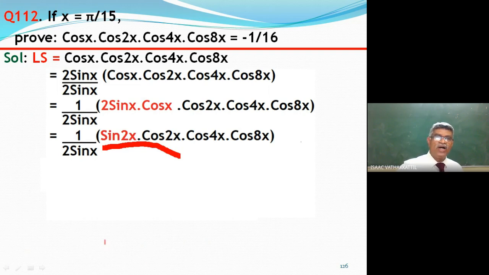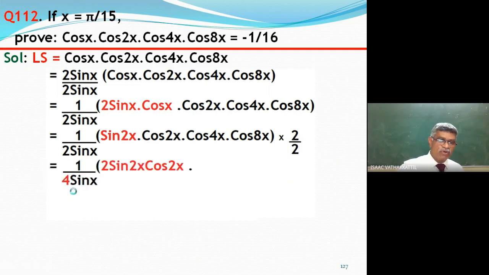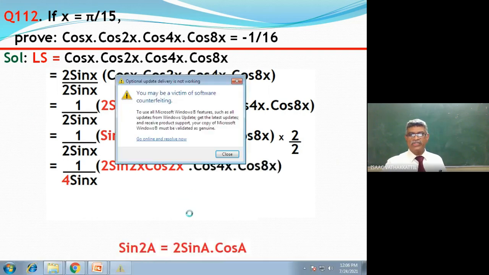So what will I do? I multiply and divide with 2. Multiply and divide with 2, 2 by 2. So I have denominator 1 upon 4 sin x. Numerator I have 2 sin A cos A, or 2 sin 2x cos 2x. Now this cos 4x into cos 8x as it is.